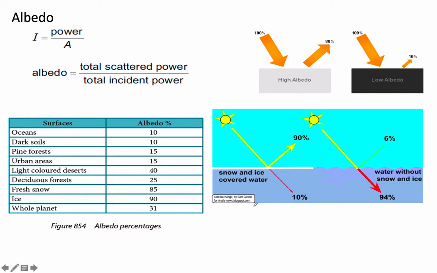Albedo is a pretty simple concept. Basically, it's how much light reflects, right? Scattered is a big word for reflecting off of something, right? Maybe scattered means that it goes in all directions. I really should look that up.